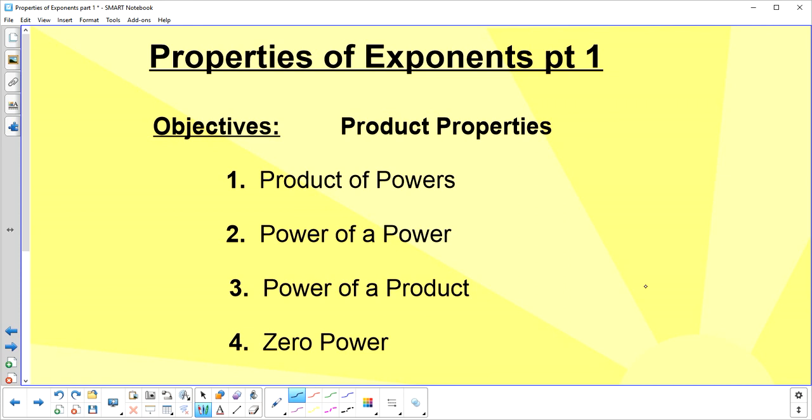Okay, those are your first four properties of exponents. They're all about products, and the next ones obviously then are going to be about what are called quotients or division, and one other thing we'll add negative exponents in as well. So we'll have 3 on the next video on properties of exponents, part 2.